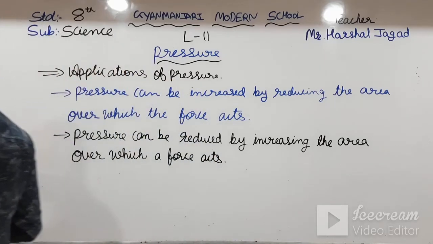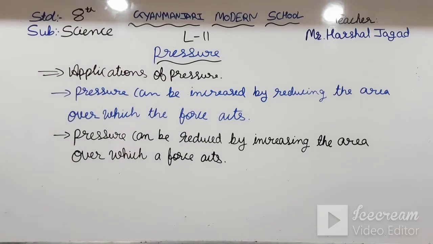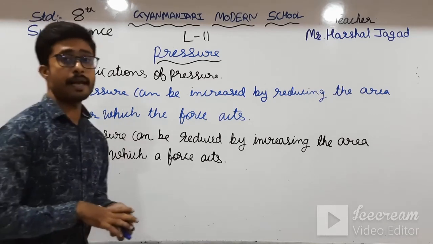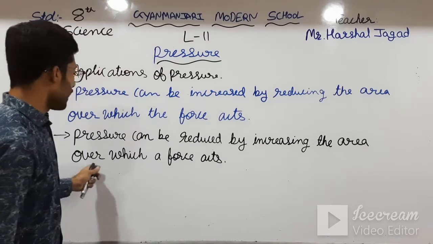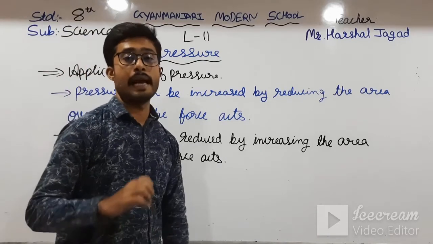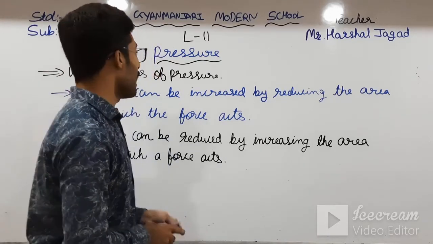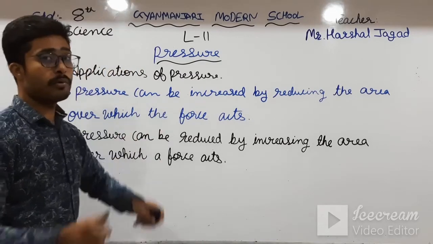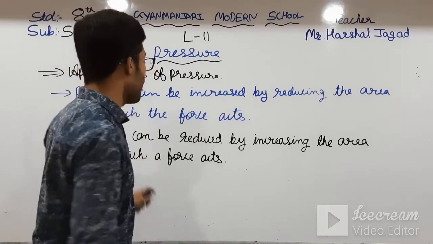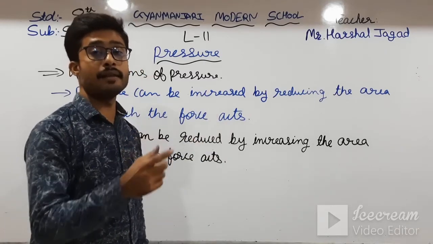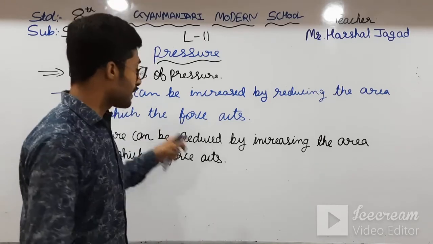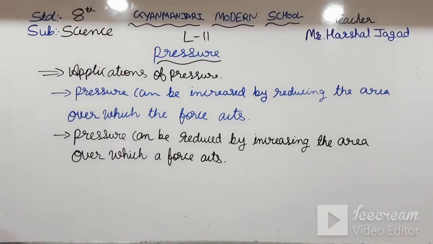Okay, students, pressure can be reduced by increasing the area over which a force acts. Means if we have to increase the pressure, we have to decrease the area, and if we have to reduce the pressure, then we have to increase the area. Here are some examples of it. Let us see that.